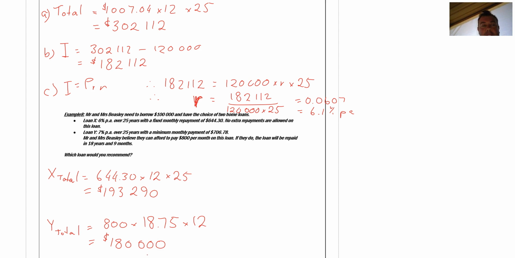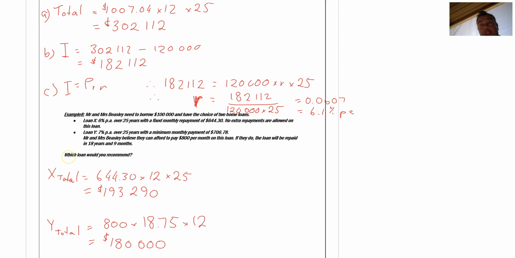So by having the flexibility of making the higher repayment, even though it's a higher interest rate, having the flexibility to pay it off sooner, they actually end up paying less interest. Now, I haven't worked out what the interest is. It's 93,290 here, $80,000 here. I didn't work out an equivalent flat rate of interest. I think those two figures give us a reasonable sort of comparison.